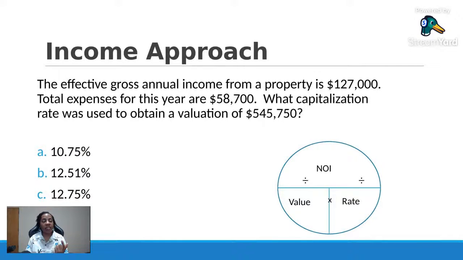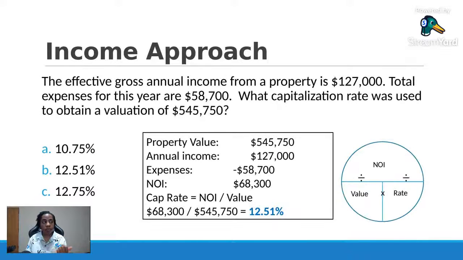Okay, so on the screen there, I have this T bar. If it works for you, please use it. We're looking for the rate. We have the NOI, we have the value. So we divide the NOI by the value, and that gives us the rate. Okay, so in this example, our answer is B as in boy, which is 12.51%. Okay, so we have the value there in the box as 545,750. We have our income, we subtract our expenses and get our NOI. And then we divide our NOI by the value.